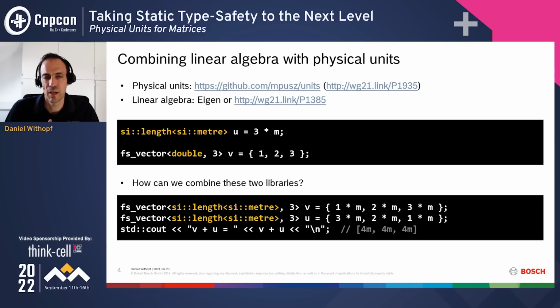Now we can create two vectors, v and u, and we initialize one with 1, 2, 3 meters and the other one with 3, 2, 1 meters in the individual elements. Now we can add these vectors together, v and u here. It's a valid operation, so this will compile. And as an output, we get the result of 4 meters in each of the entries. So this is fairly easy if we have the same physical unit in all entries. But now the question is, what happens if we want to have different physical units in each of these entries?